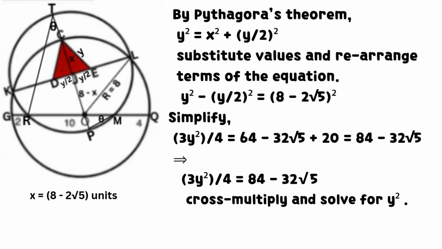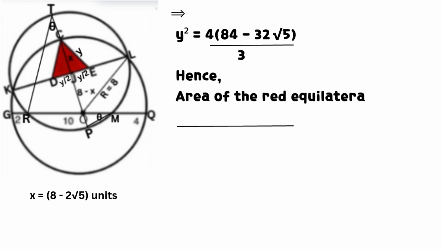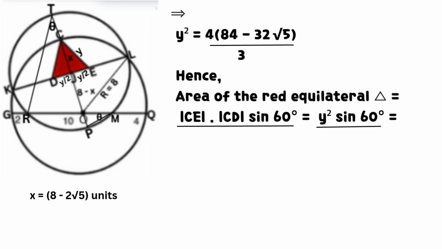Now, let us proceed to find the area of the red equilateral triangle. Since we have obtained the product of its side lengths, the square of y, and we know the properties of an equilateral triangle, it implies that the square of y equals the product of 4 and 84 minus 32 times the square root of 5, all divided by 3.